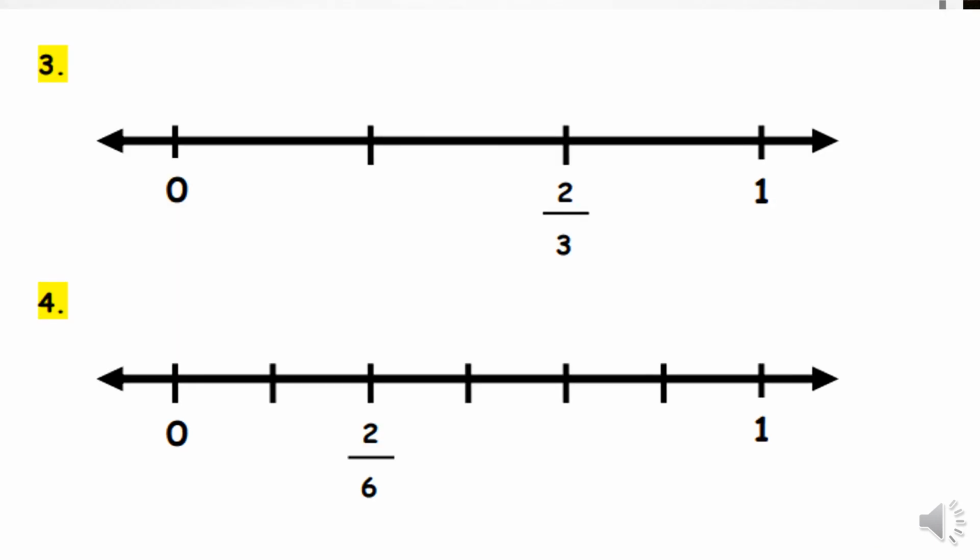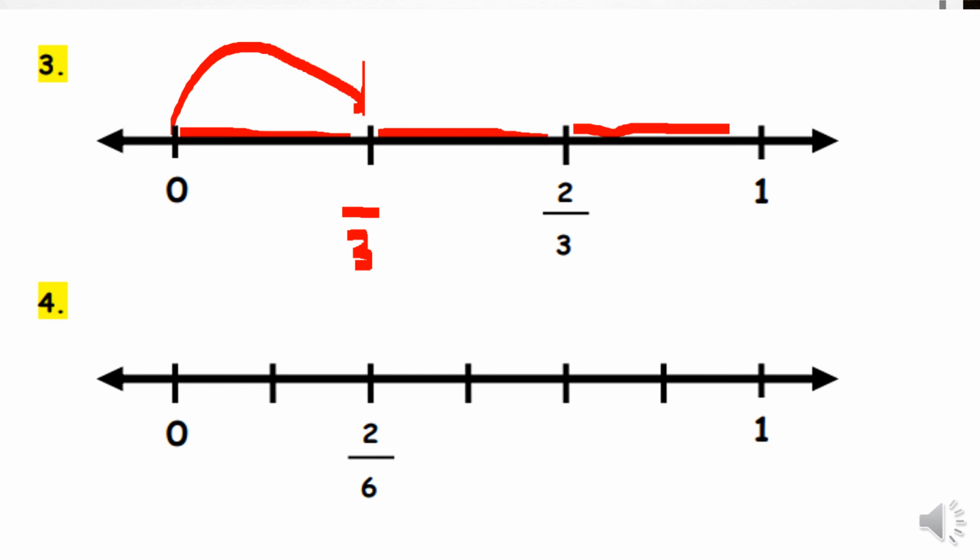Next, I have here in question 3 also a number line, and I need to label this point, so I should count the number of steps: 1, 2, and 3. So we have only 3 steps here. This means that my denominator equals 3. From 0 till here, only one step. This means that it's 1 out of 3.